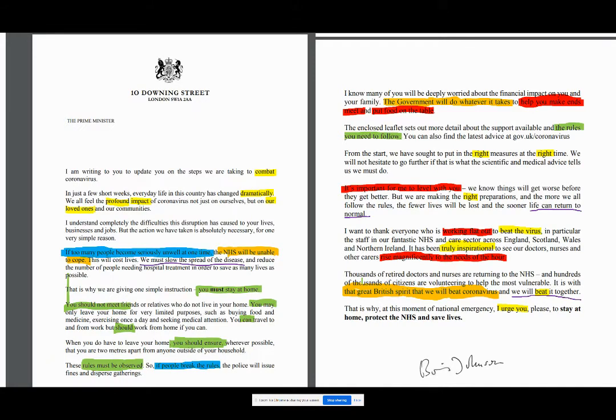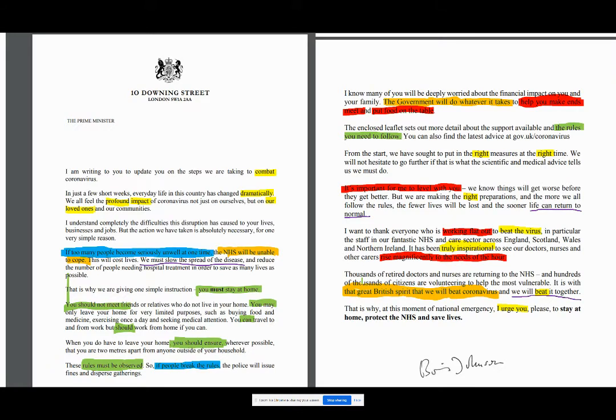And then in green, what I've done is I've highlighted some aspects of modality. So modal verbs and presupposition. And that's probably the hardest thing to talk about when you're talking about a presupposition. But it's really interesting, and it also gives you a lot of points.